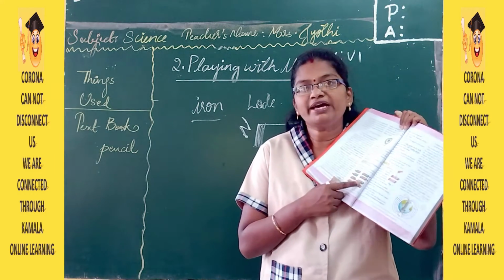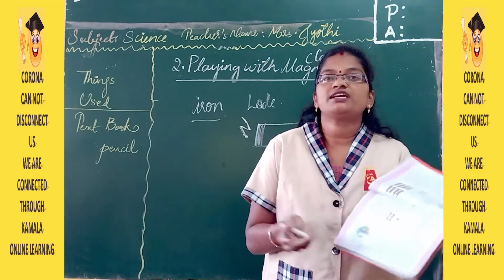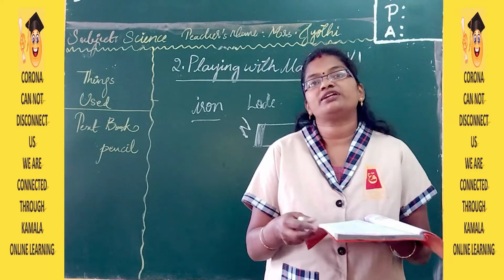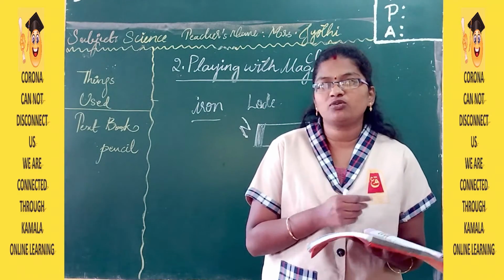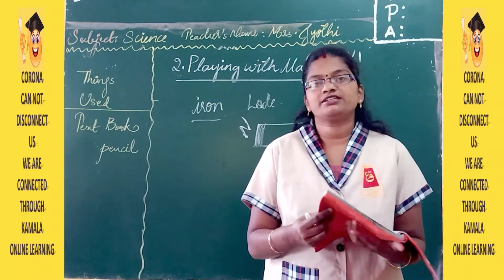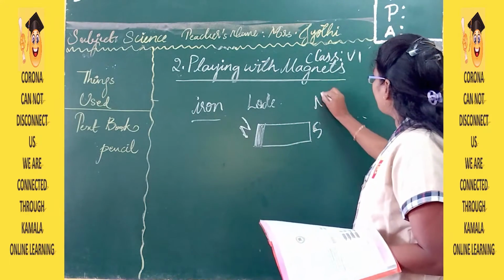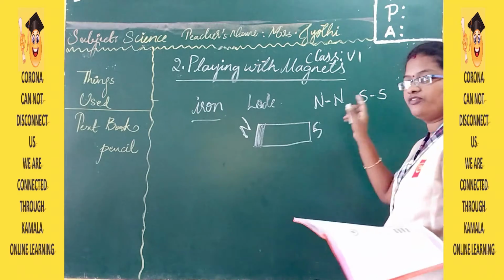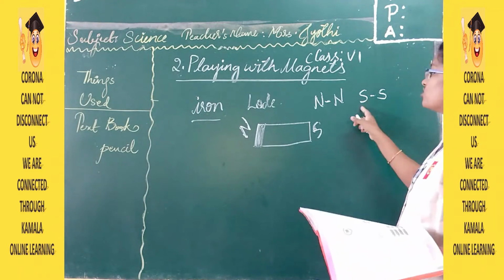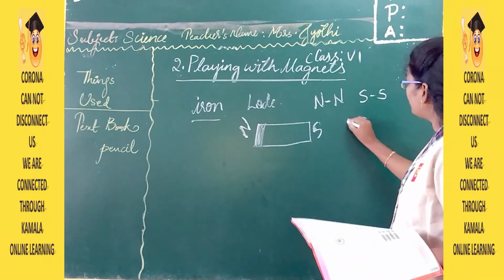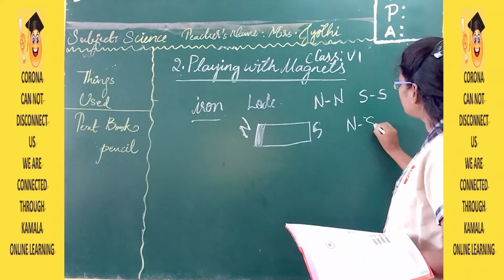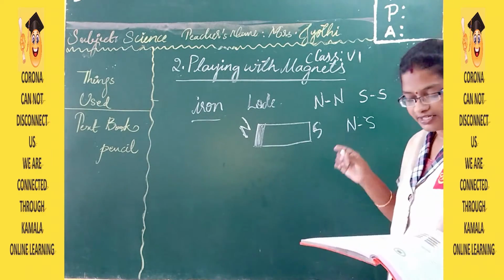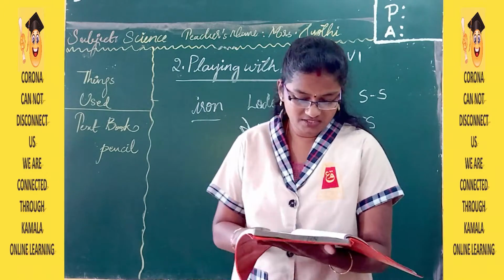If you take two magnets near each other, which sides are going to attract and which sides are going to repel from each other? North and north, south and south, if you attach these sides, it is going to repel. Only north and south sides are going to attract each other.